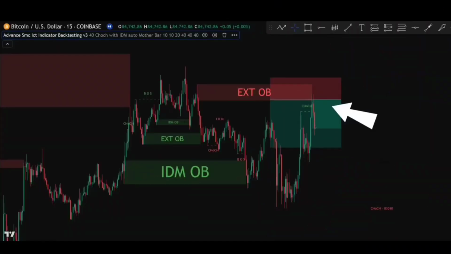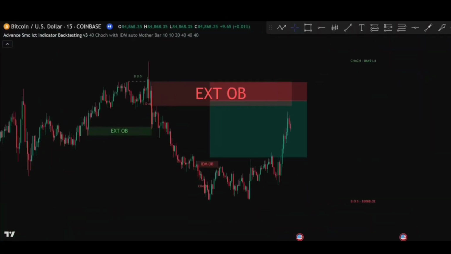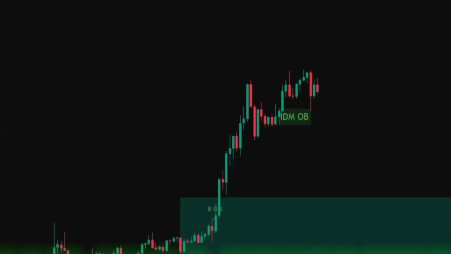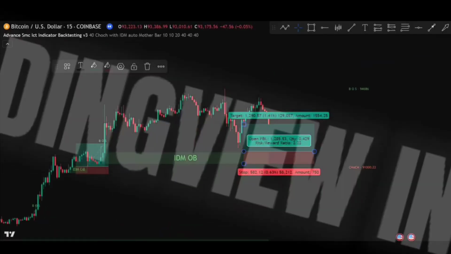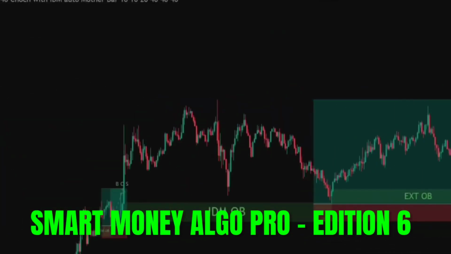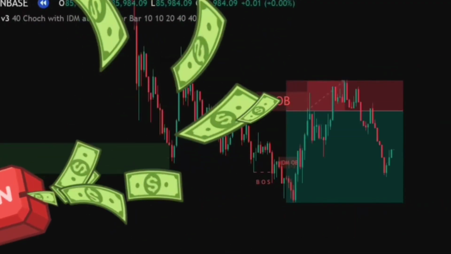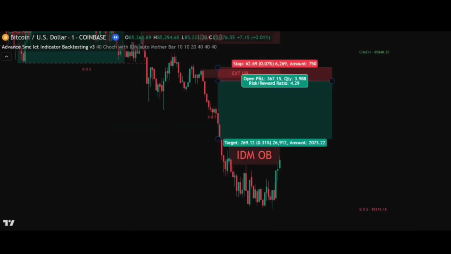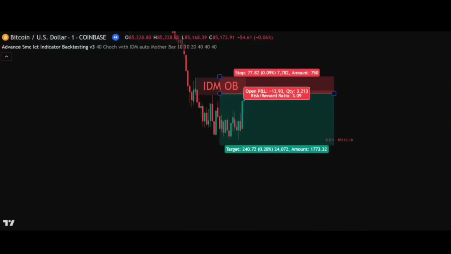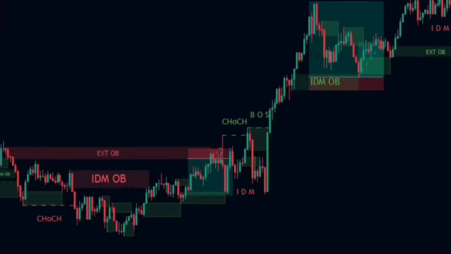Hello traders. If you've been struggling to find the perfect trades, missing out on entries, or constantly getting stopped out, then this is the video you've been waiting for. Because I'm going to show you exactly how to use the Smart Money Algo Pro indicator. This is one of the most powerful and accurate indicators currently available on TradingView. And today, we're breaking it down, step by step.